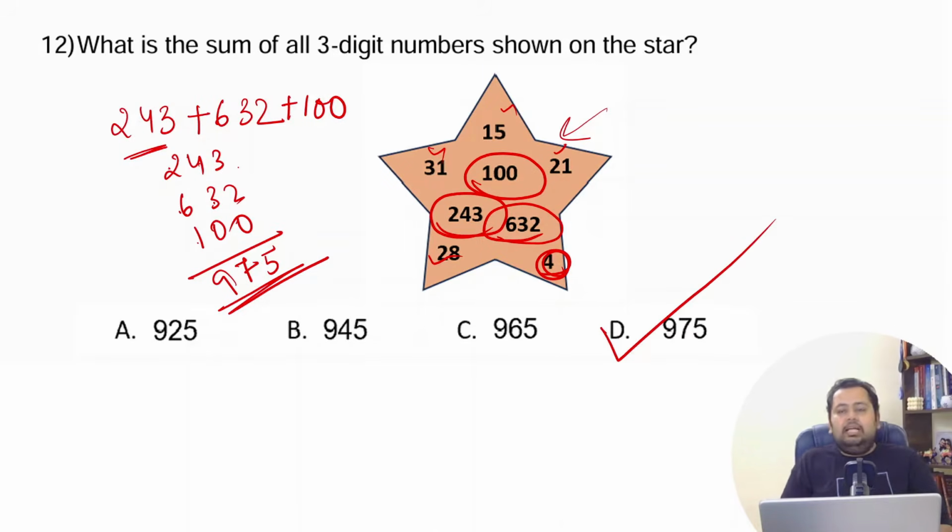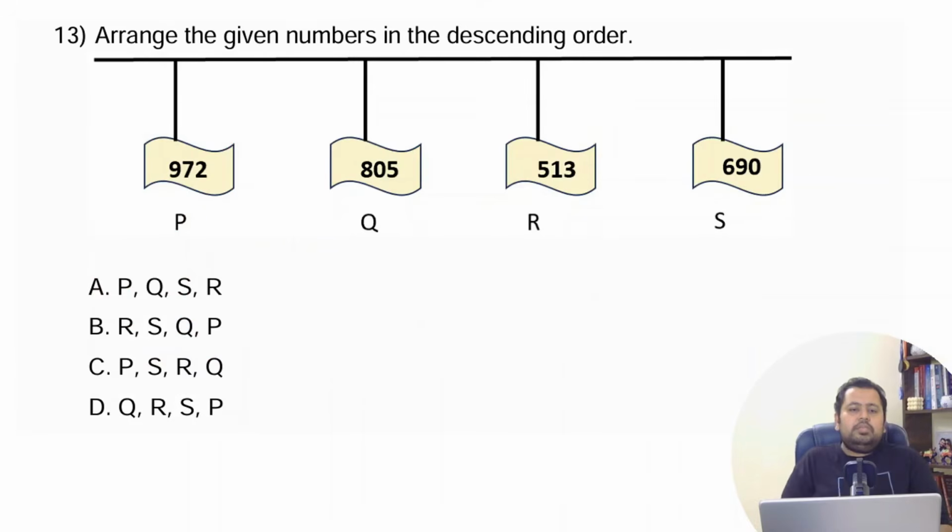Option B is the correct answer. Hope you got it correct. If you did, give yourself a star. And now we move to question number 13. Arrange the given numbers in the descending order.